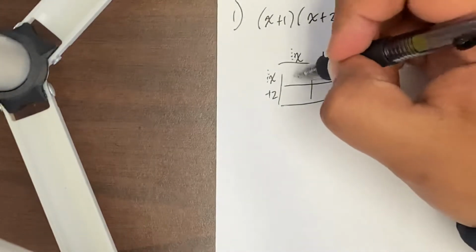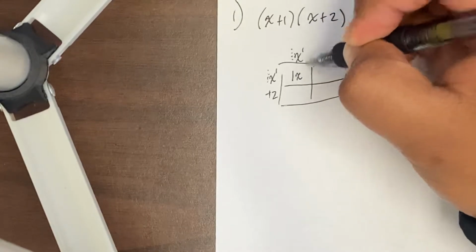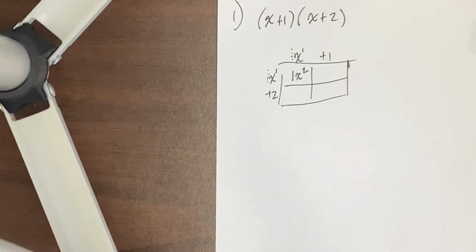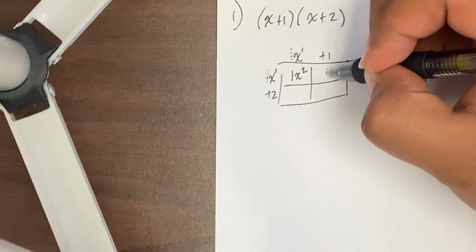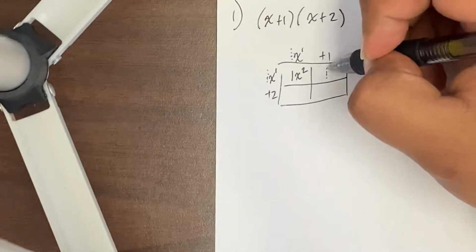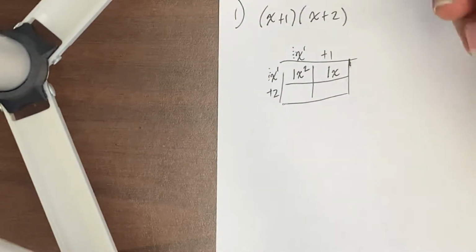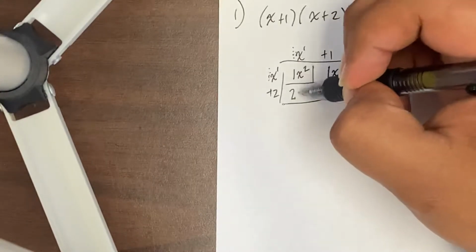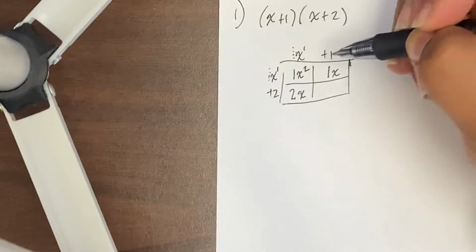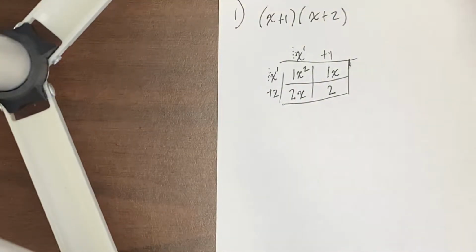1 times 1 is just 1. There's 2 x's. 1, 2 becomes x to the power 2. 1 times 1 is just 1. There's only 1x, so I only need 1x right there. 1 times 2 is 2. 1x, just need 1. 2 times 1 is 2, and we're good to go.